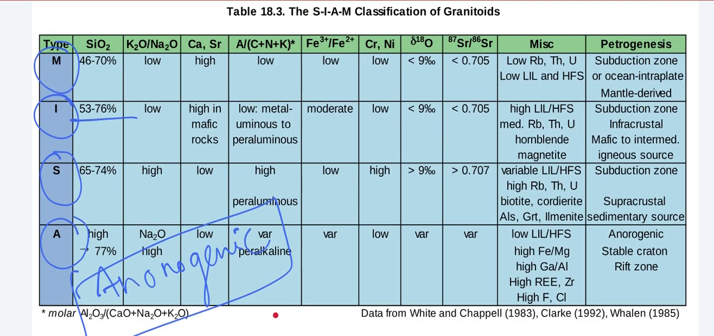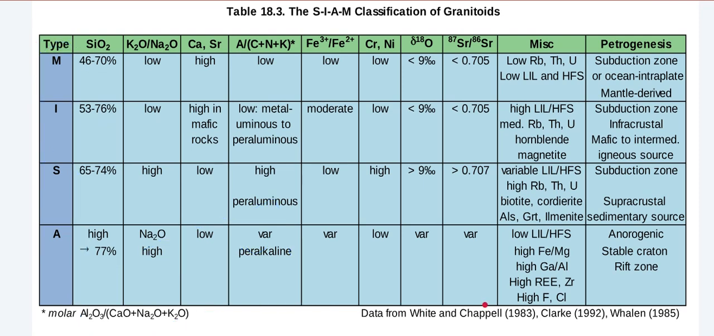So we will go to I type first. I type is the igneous type. What do you mean by igneous type? Igneous type means simple thing, that the granite is generated by the differentiation of the magma, not partial melting, differentiation of the magma.